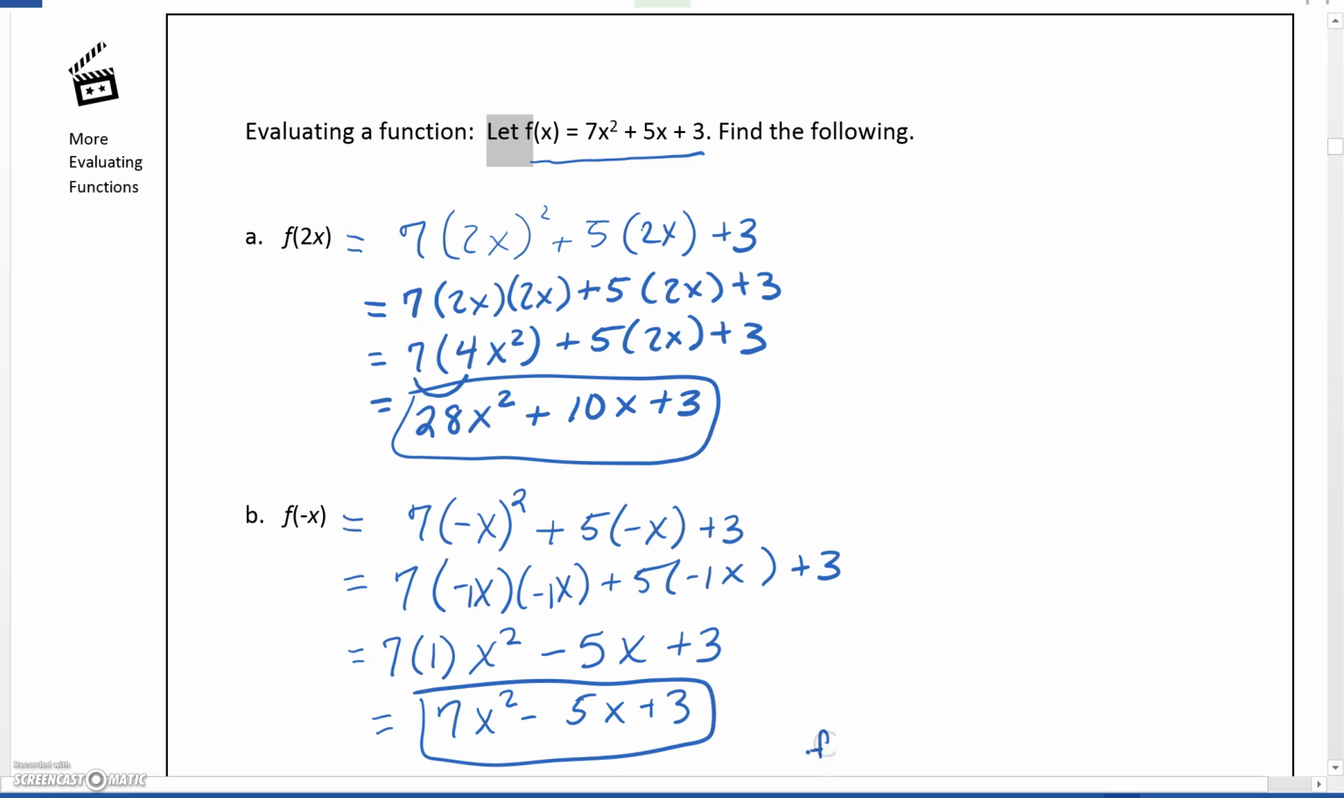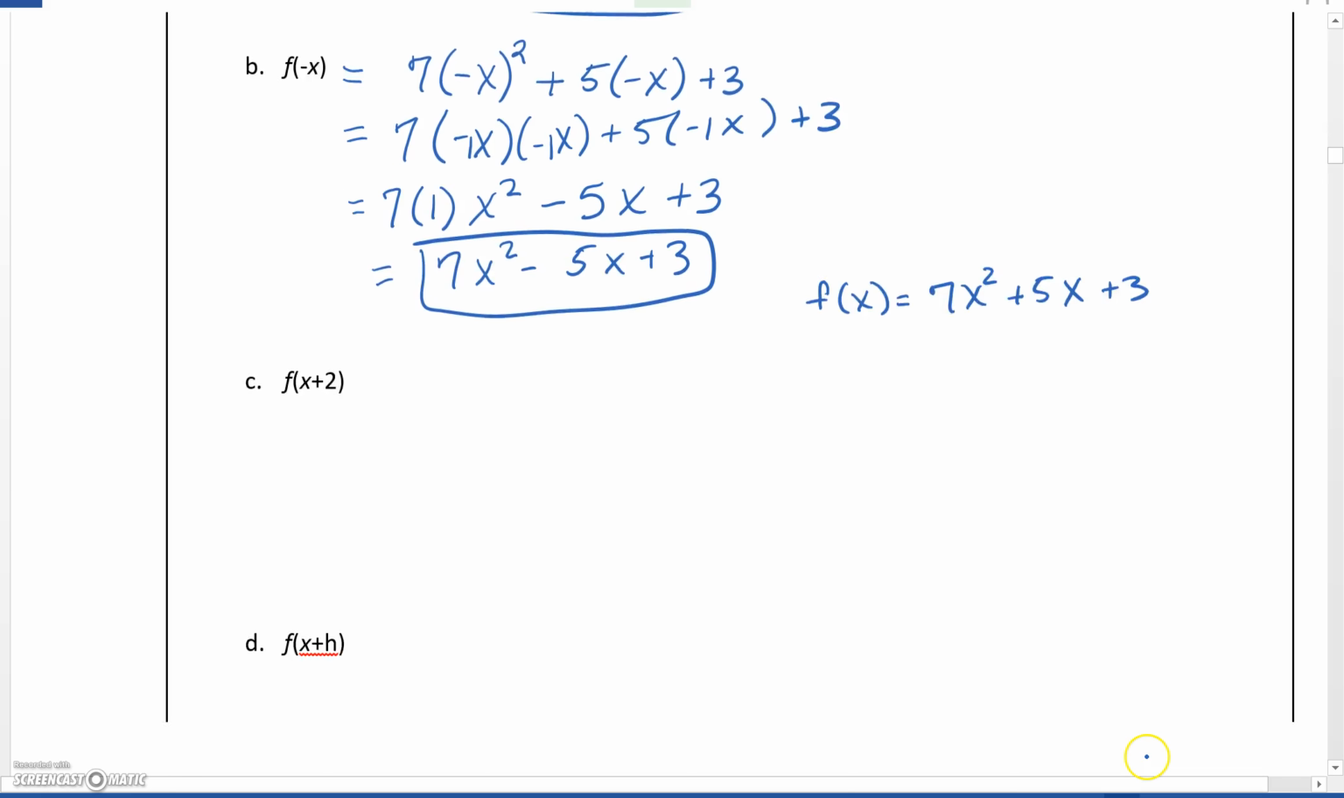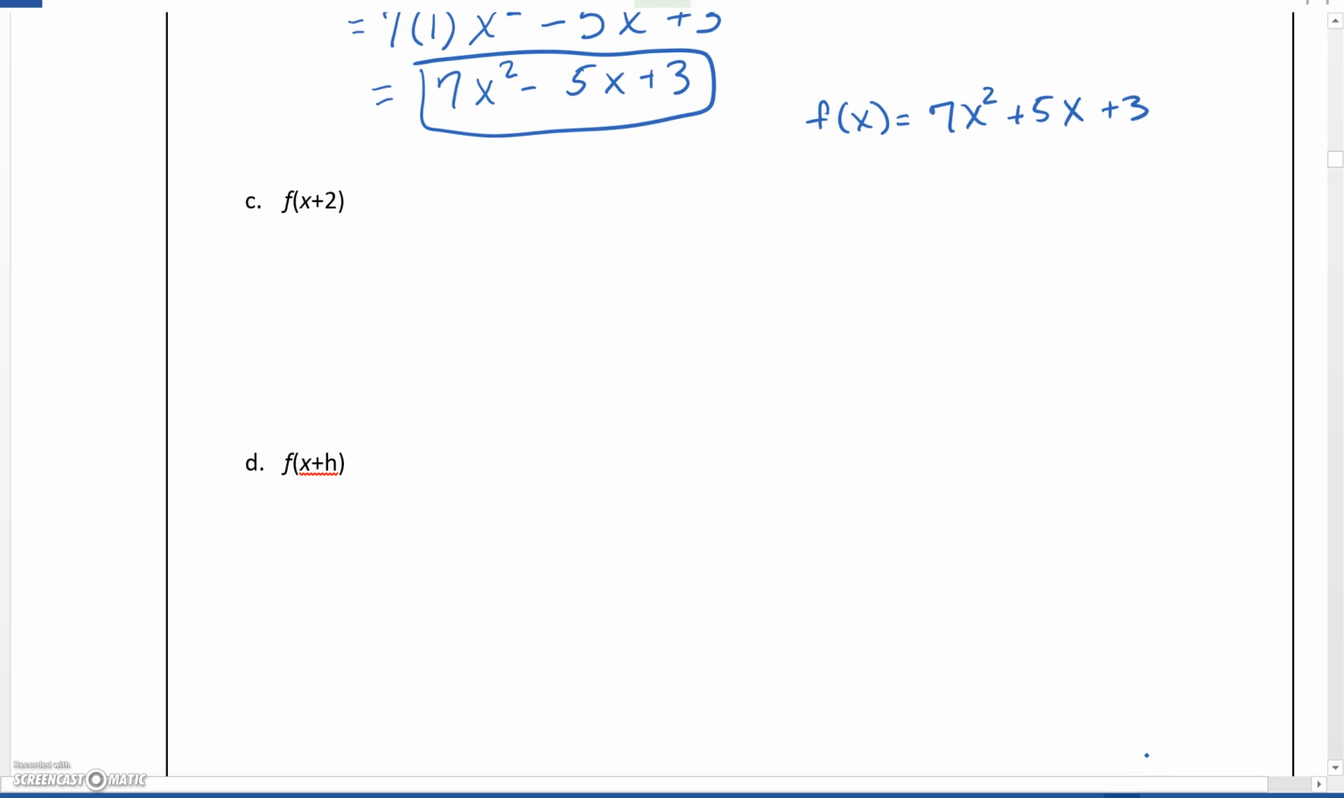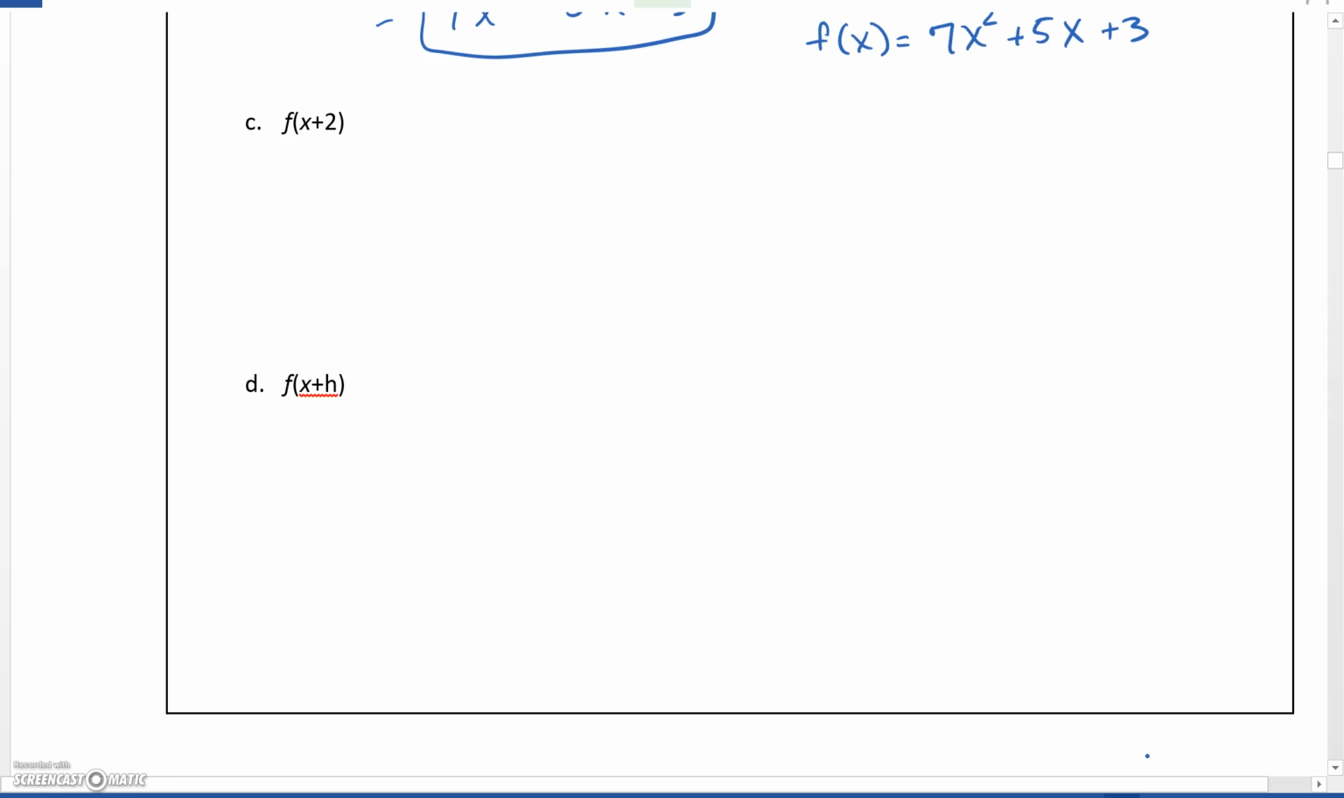Just so I still have the function when I scroll down, I'm going to write it here. So now we're going to look at 2 things that are a little more complicated, but still very doable. We're going to look at f of x plus 2, and then f of x plus h. So for f of x plus 2, again, everywhere there's an x, we're going to plug in x plus 2 in parentheses.